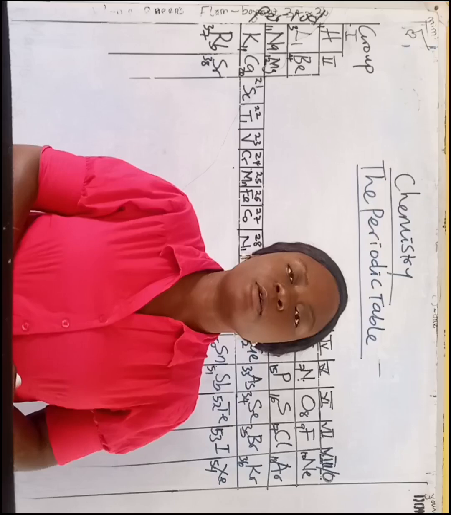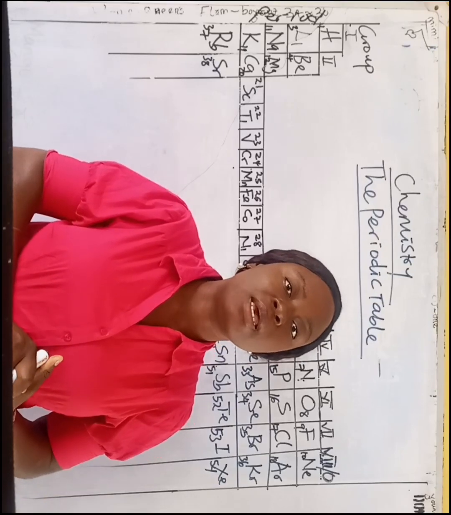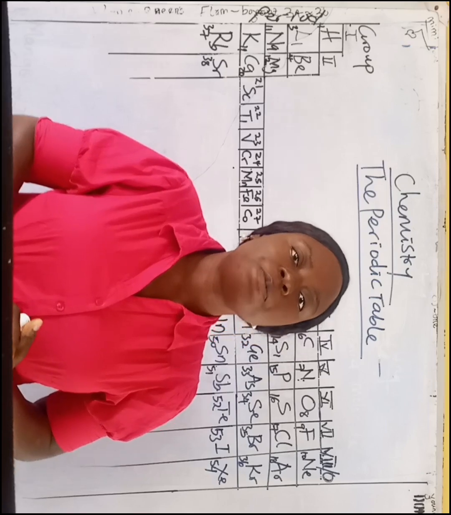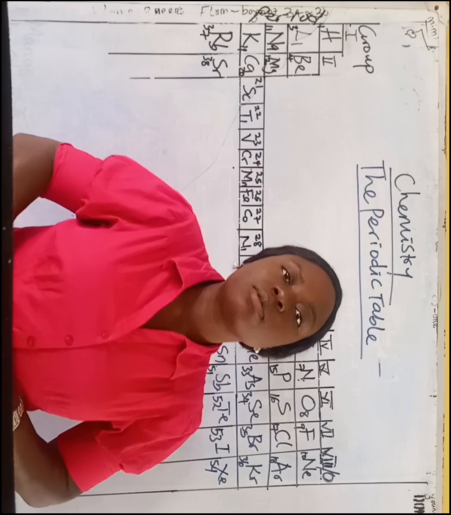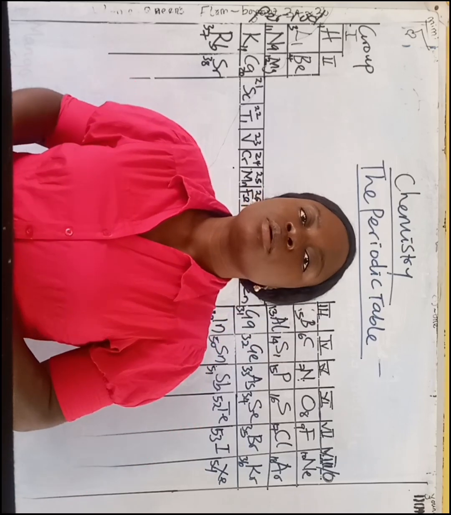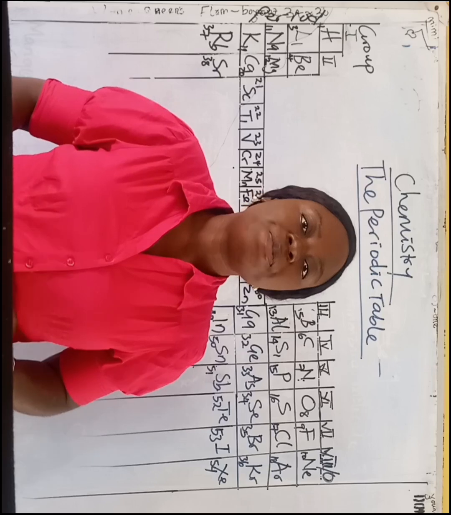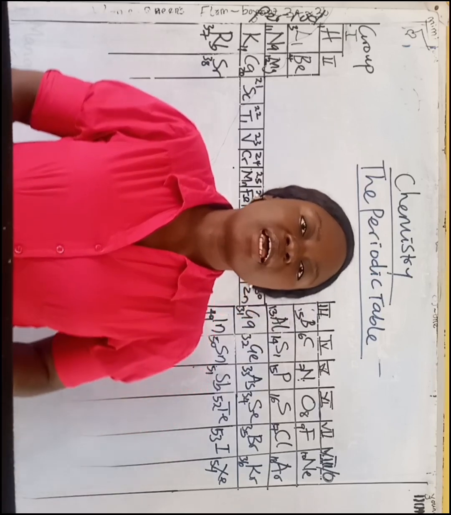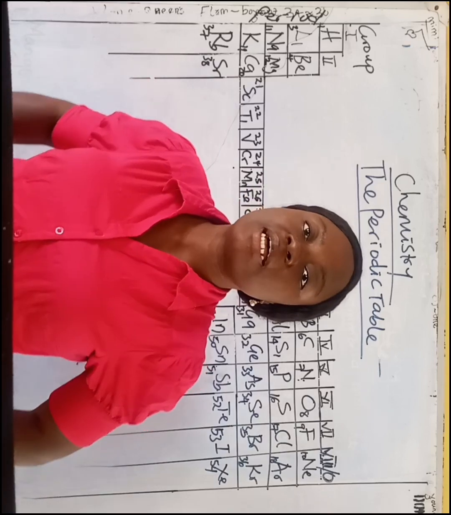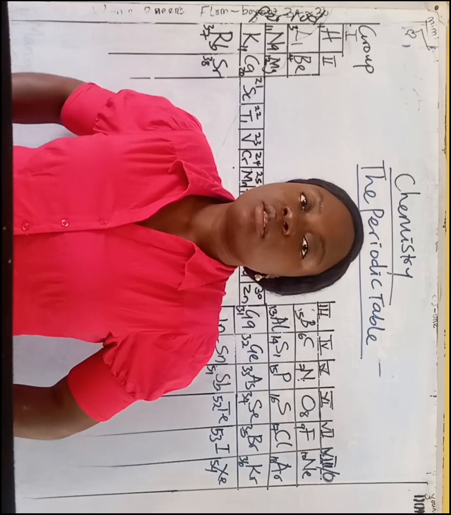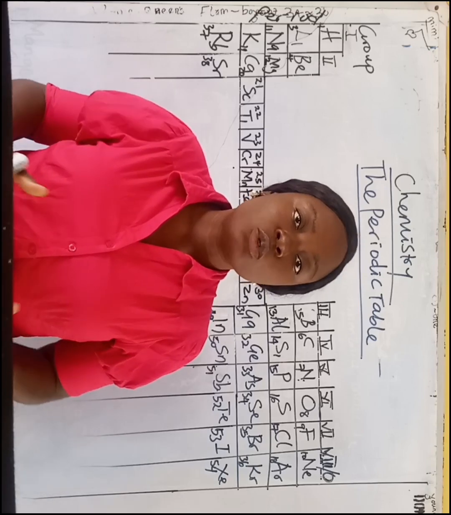Today we'll be talking about the periodic table. Mendeleev actually formulated the periodic table in 1869. The periodic table consists of the arrangement of elements in group and period. And the periodic law states that the physical and chemical properties of elements are a periodic function of their atomic number. So what it means is that elements in the same group and period, some of them exhibit certain properties that are similar to each other.